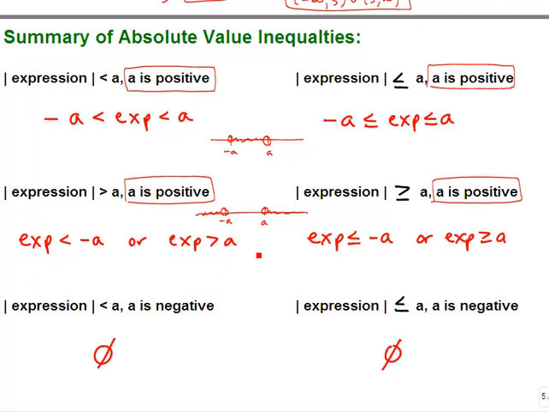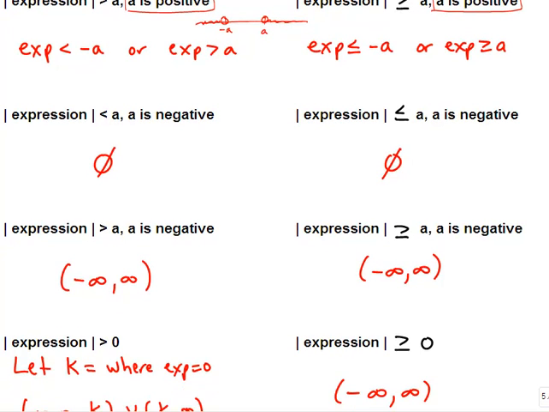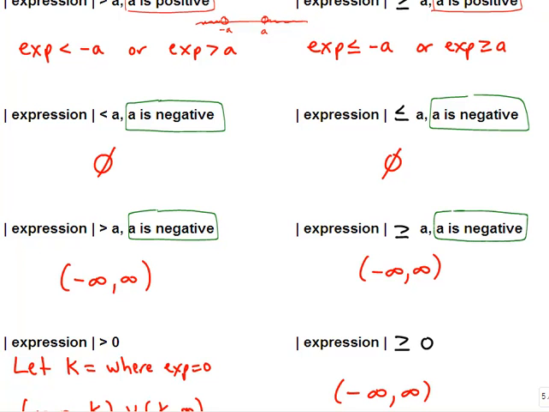Okay? So you do exactly the same thing with the greater than or equal to case, but you get to include that endpoint. So these first four are going to be when A is positive, when you're comparing an absolute value to a positive number. The next four are going to be when you're comparing an absolute value to a negative number. So when you have less than a negative or equal to a negative, that's the first two, or greater than or equal to a negative.